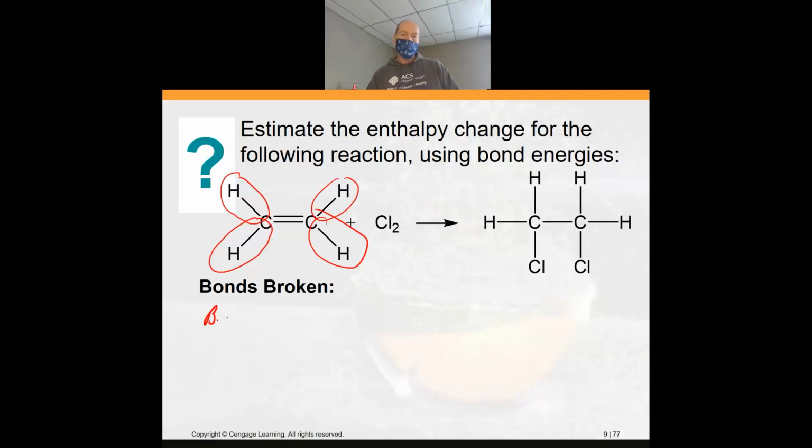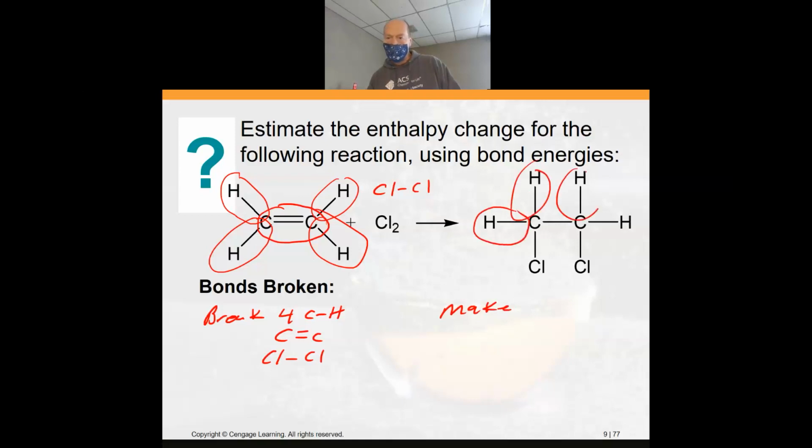So here we're going to break 4 CH bonds. We are also going to break a carbon-carbon double bond. For Cl2, you have to draw the Lewis structure, Cl, Cl. We are also going to break a Cl-Cl bond. Over here, what are we going to make? Well, we're going to make 1, 2, 3, 4 CH bonds. We are going to make a carbon-carbon single bond. And we're going to make 2 carbon-Cl bonds.